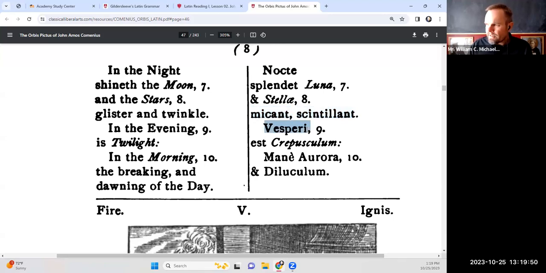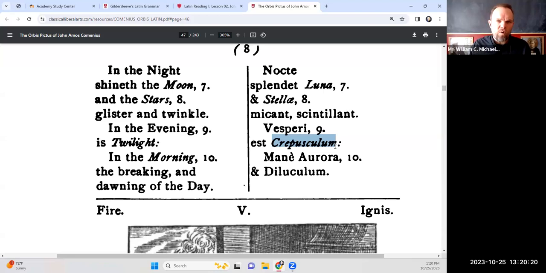Then we have the word vesperi, that means evening. So evening prayer, if you go to a monastery, evening prayer is called vespers. Very good, George. Okay, vespers, it's just the Latin word for evening, vesperi. And crepusculum, crepusculum is twilight. That's when the sun begins to set. Crepusculum. And vesperi, the evening.